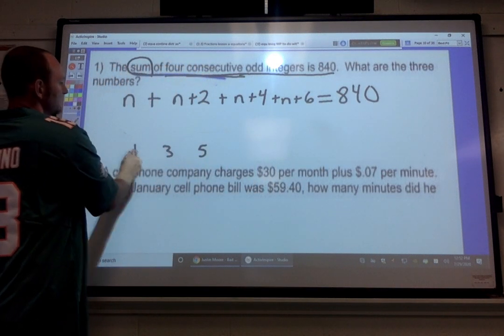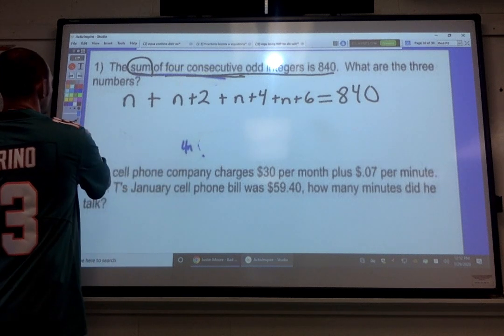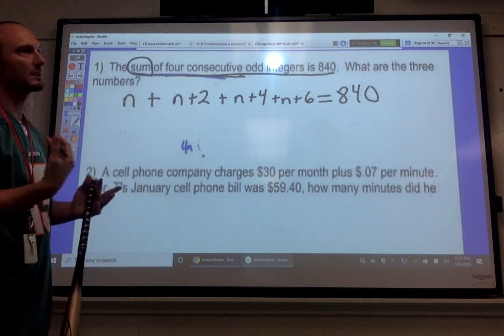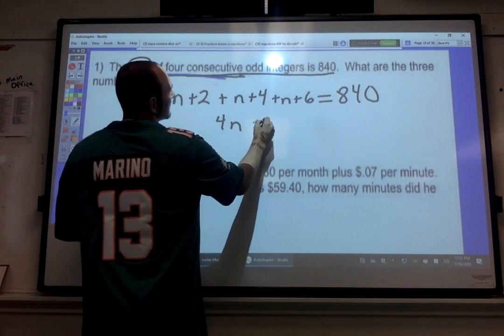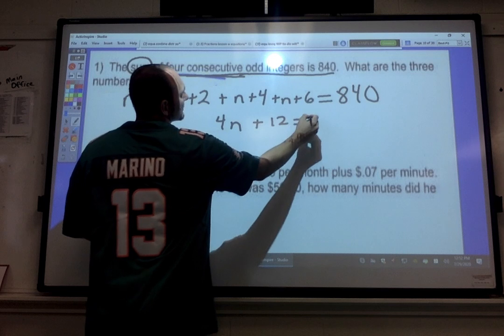Since they're odd, they're going to be spaced 2 away from each other. So now let's combine like terms, solve the equation. 4n plus 12 equals 840.